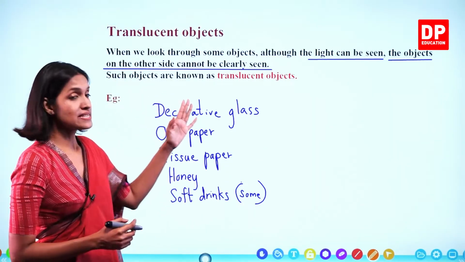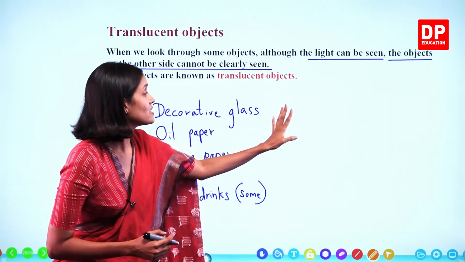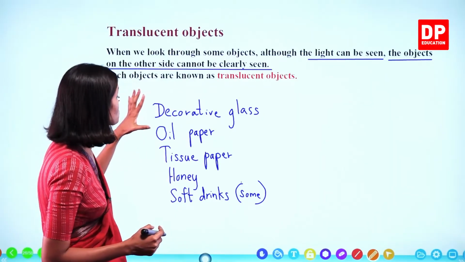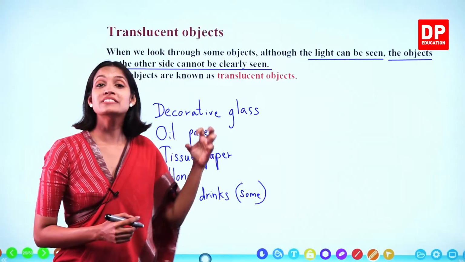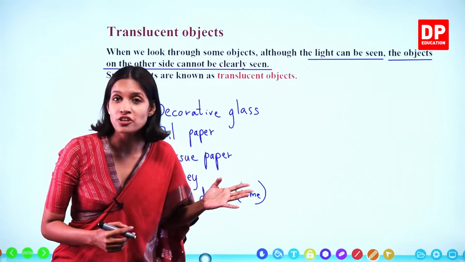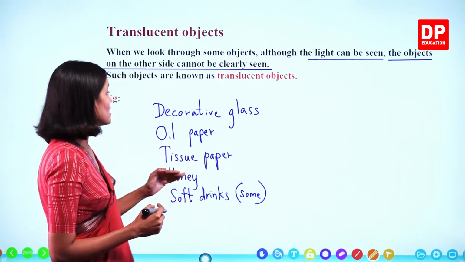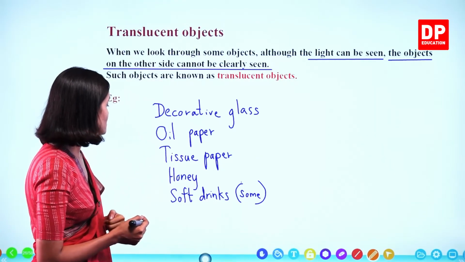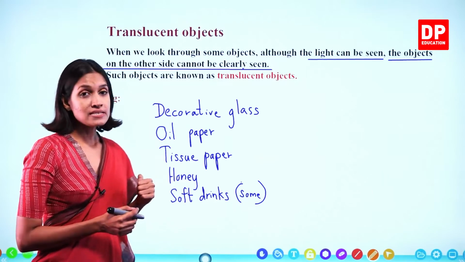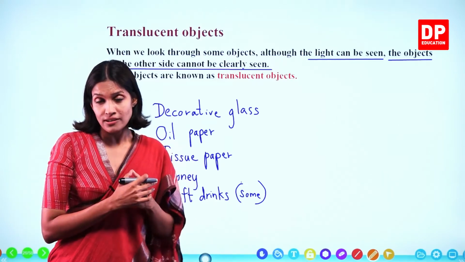So if you place a lighted candle on the other side and look through these types of materials, what will you observe? You will see the light, but you will not see the flame clearly, right? Decorative glass, oil paper, tissue paper, honey, soft drinks, and air filled with fog, right?